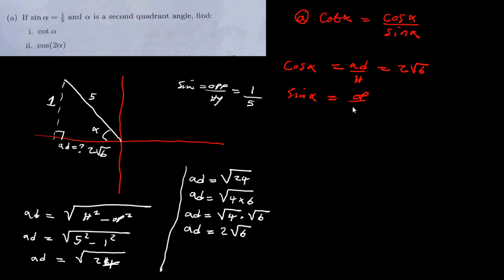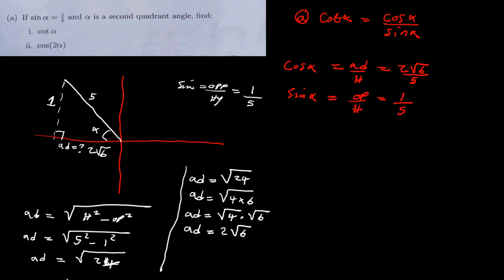Sine alpha is equal to opposite over hypotenuse. Here I have not put the hypotenuse, which is 5 there. So opposite over hypotenuse is 1 over 5, where the opposite is 1 and the hypotenuse is 5. And for cos alpha, the adjacent is 2 square root 6 and the hypotenuse is 5.